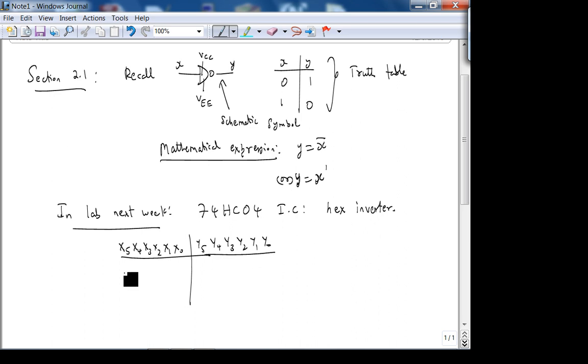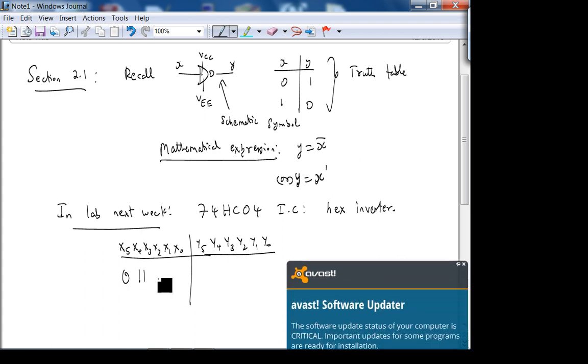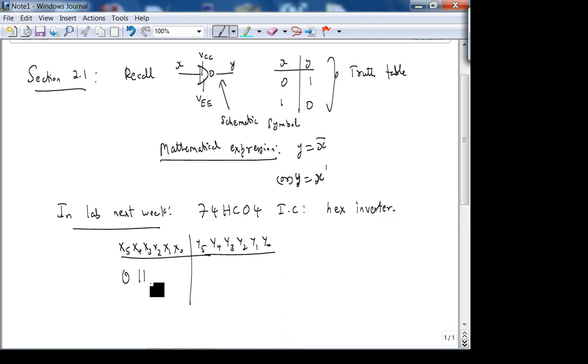So it's not necessary that all of these have to be zeros or all of these have to be ones. In the sense, I could put this input 0 1 1 1 0 1. So what is the output? Let's say you pass it through a 74HC04. What's the output?